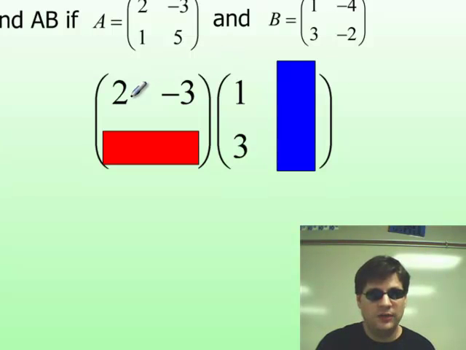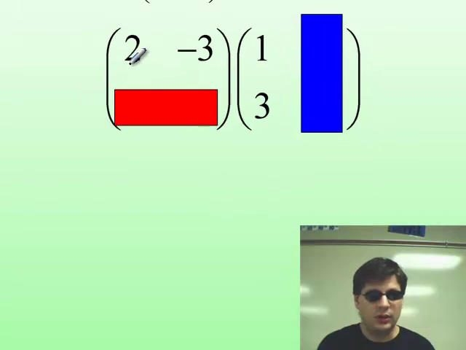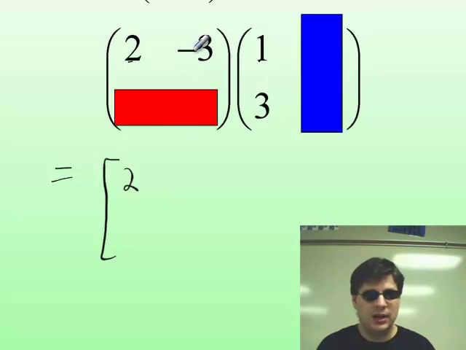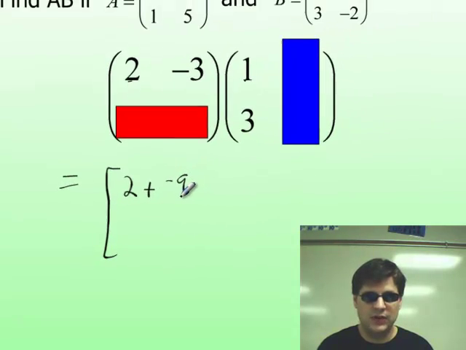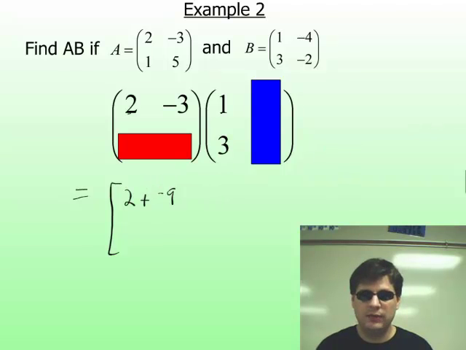So I'll start off by multiplying the 2 with the 1. So for my product matrix, I'm going to have 2. And then I'm going to multiply the negative 3 with the 3 here. And we're going to add that. That's going to give us negative 9. Okay, so we have the first element in our product matrix.